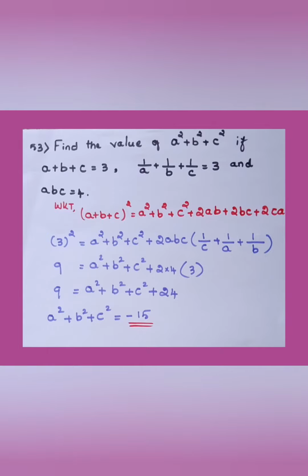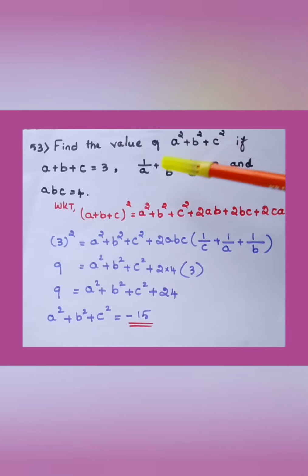Moving on to the next question, 53. Find the value of a square plus b square plus c square if a plus b plus c is equal to 3, 1 by a plus 1 by b plus 1 by c is equal to 3, and a into b into c is equal to 4. So if you come across these kind of questions, you can consider the equations and then you have to do the necessary substitutions in between. After you expand, you will get some answers here, only the substitution part. We need to find the value of a square plus b square plus c square.